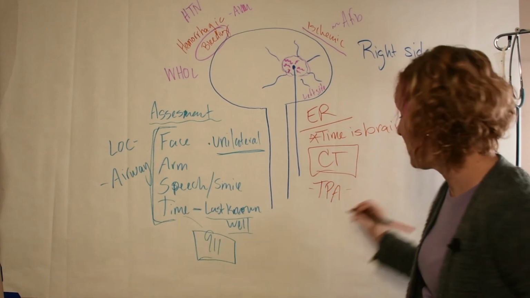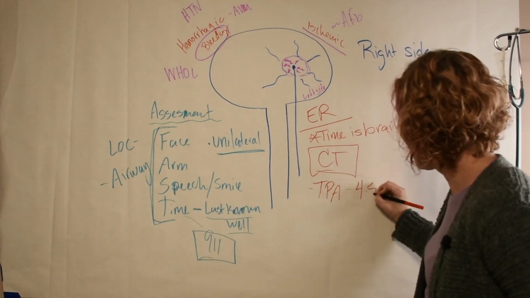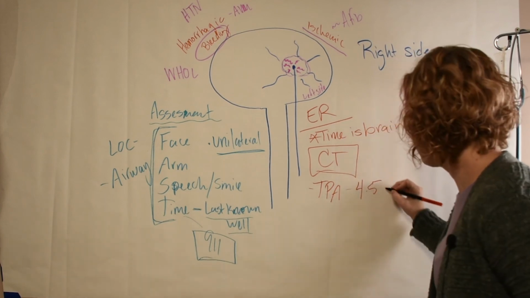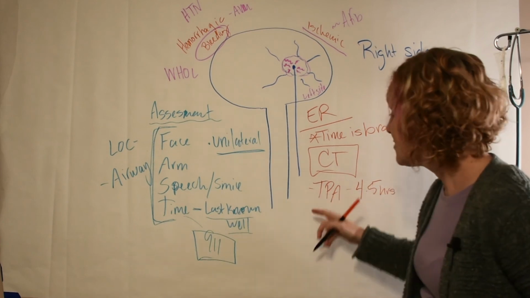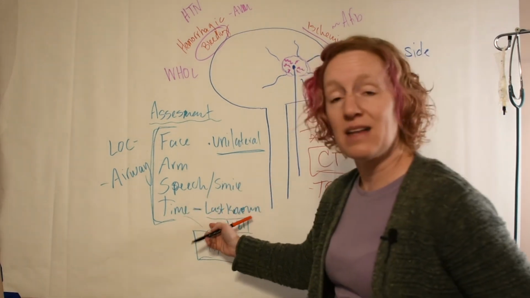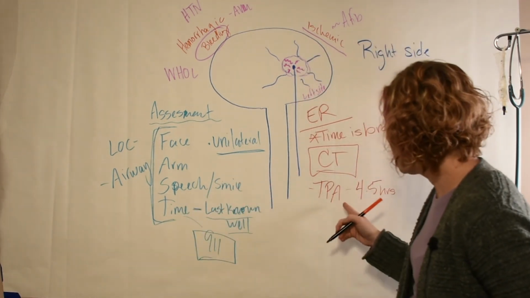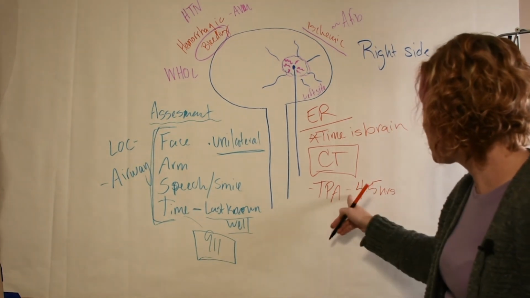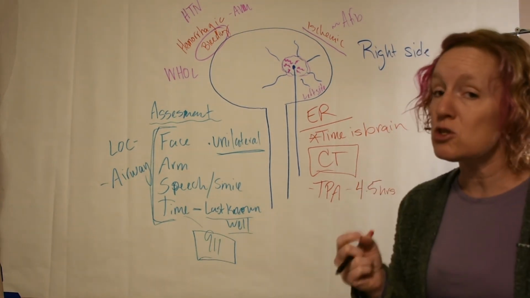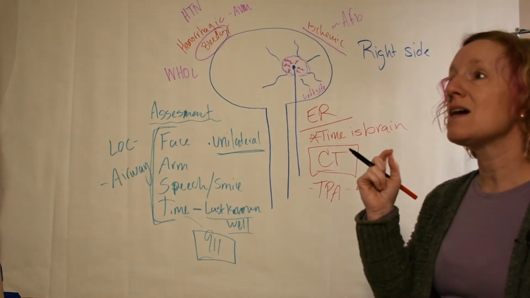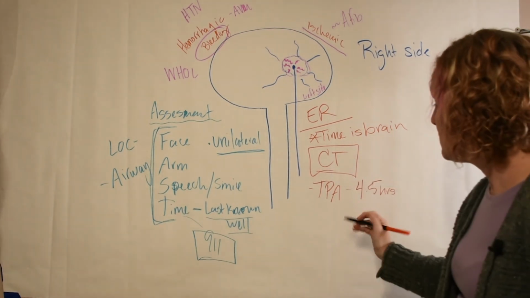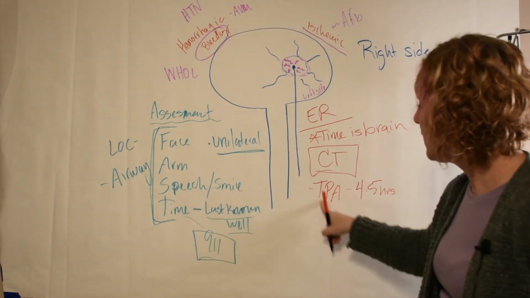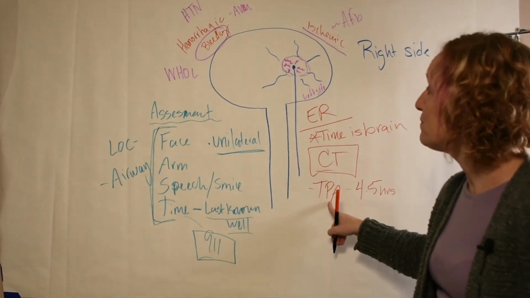The thing with TPA is you can only do it for 4.5 hours. 4.5 hours from onset time. So that's why we have to go back to that last known well time. It's really important for that TPA, 4.5 hours, that's a really short window, but it has some amazing effects. TPA is going to clean out that clot.